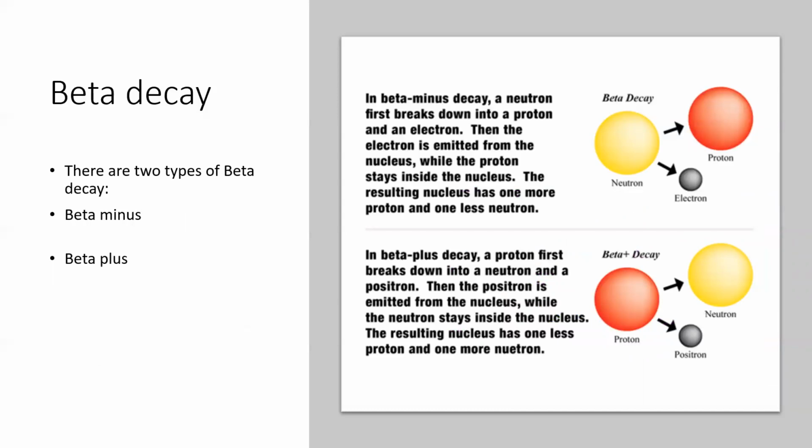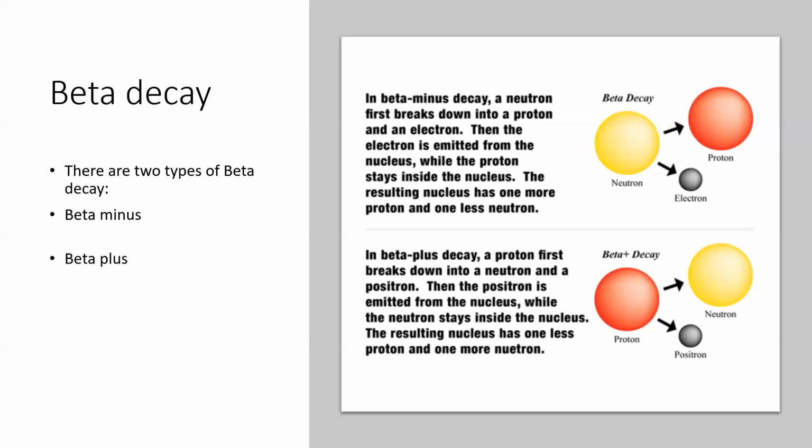Beta decay. There are two types of beta decay, beta minus and beta plus. Let's focus first on beta minus decay. Beta minus decay happens when a nucleus has too many neutrons and becomes unstable. One of the neutrons breaks down and converts into a proton. Because it is converting into a proton, a plus charge, an electron is also created and emitted from the nucleus. When a neutral particle breaks down into a positive particle, in order to balance things, a negative particle is also created. The electron is emitted from the nucleus, but the proton stays inside. Therefore, the daughter nucleus has one extra proton and one less neutron.